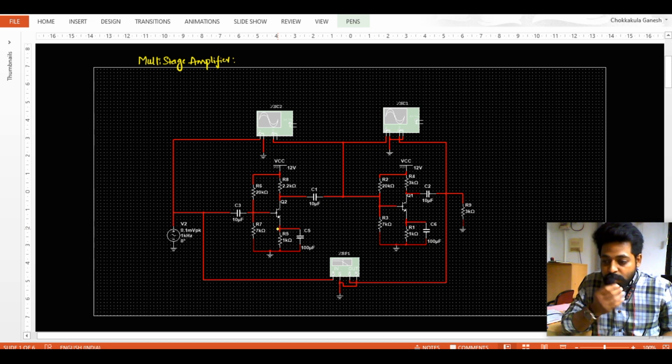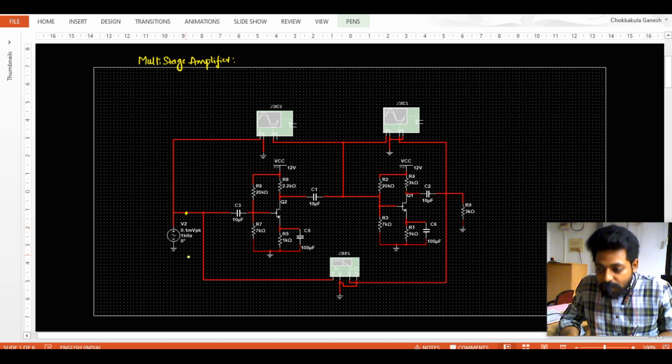In the multi-stage amplifier simulation, I will be taking the input signal here. It is around 0.1 millivolt, which is 100 microvolts as a peak. So peak to peak it will be around 200 microvolts. That much small signal I will be giving as the input, and I will be verifying what the signal is over here, and I will be verifying the signal over here.